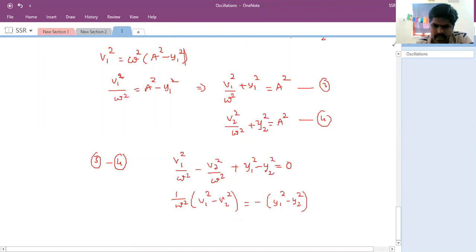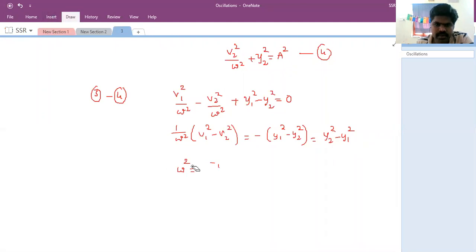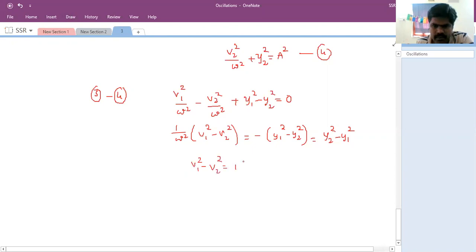Then from this you can take the minus inside, so this will be y2 square minus y1 square. Now I want omega square. V1 square minus V2 square into 1 by omega square is equal to y2 square minus y1 square, so omega square is equal to V1 square minus V2 square divided by y2 square minus y1 square. Are you clear on this?